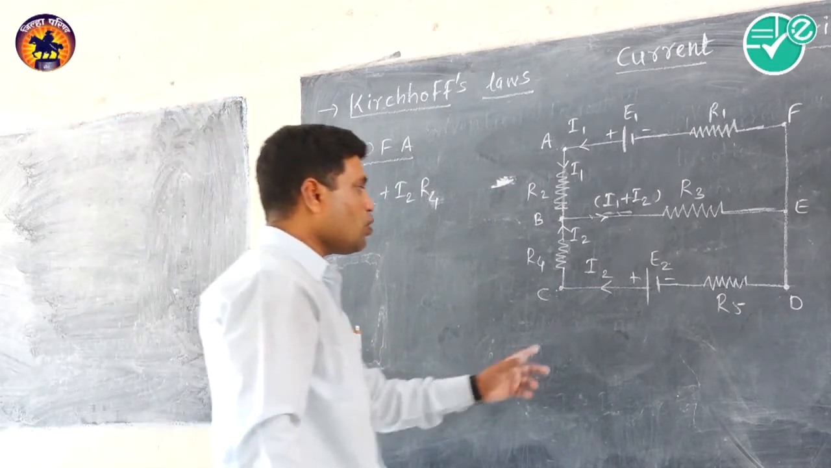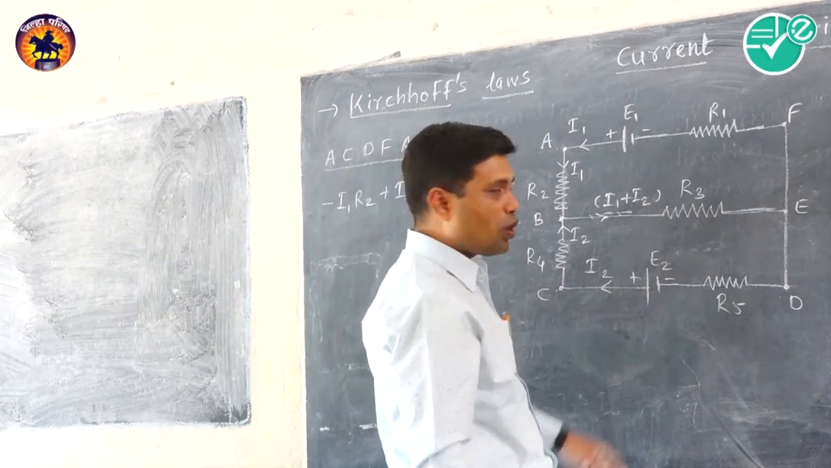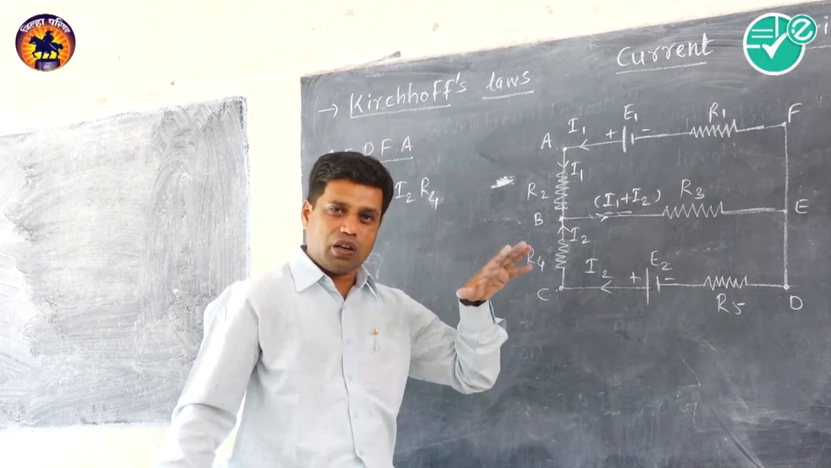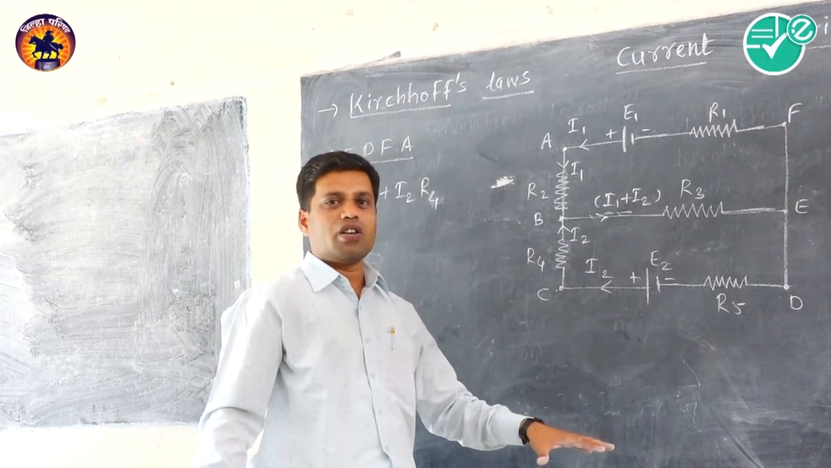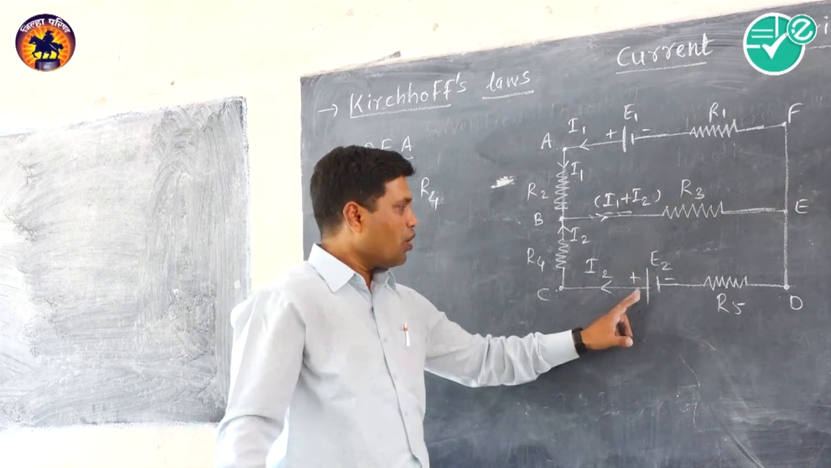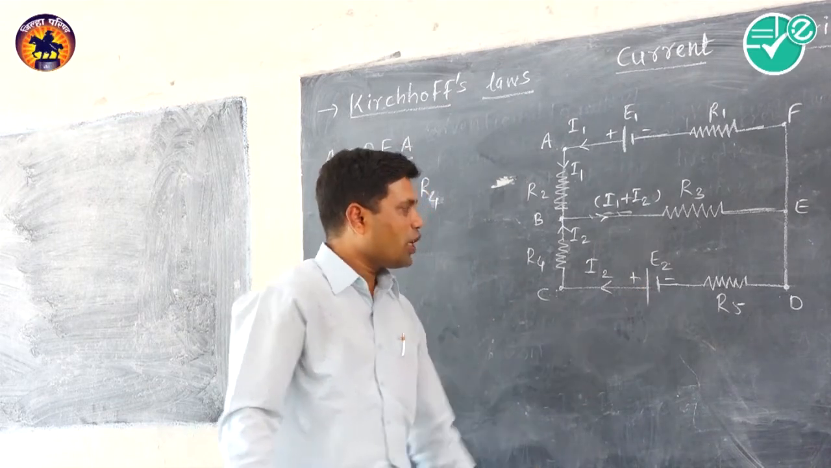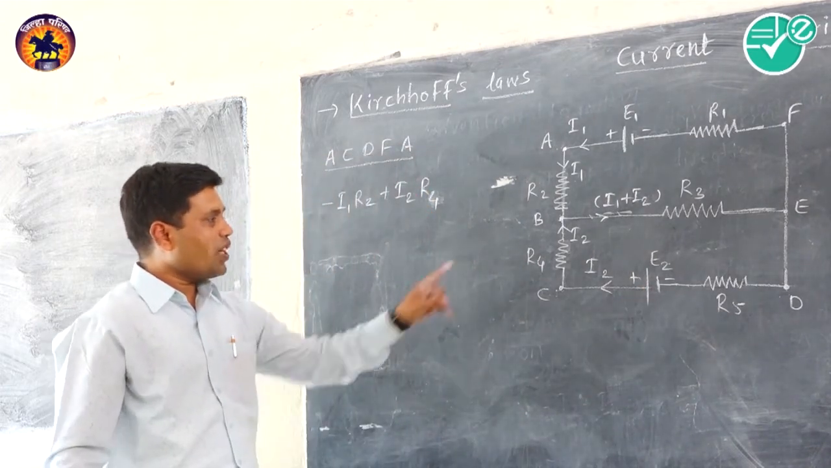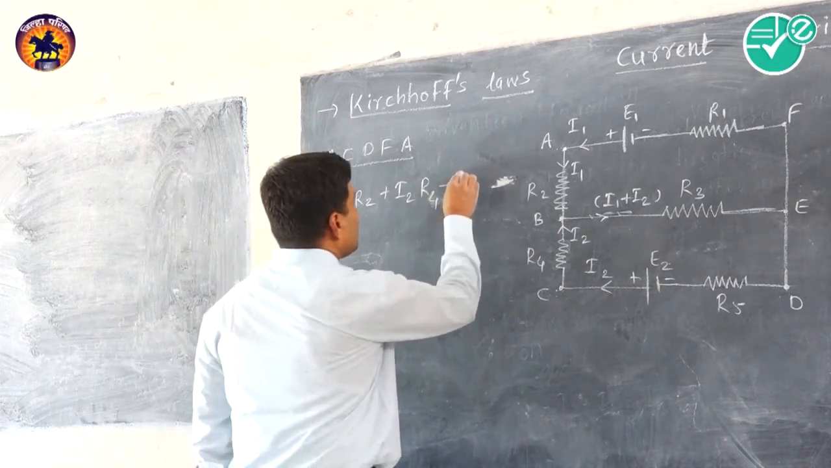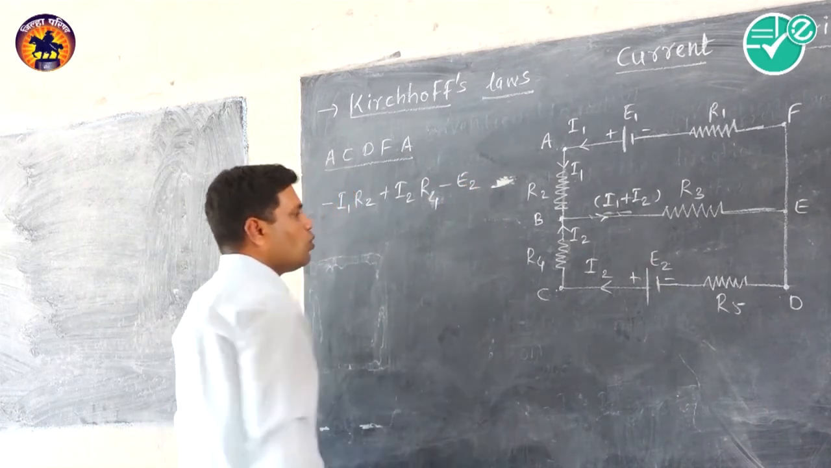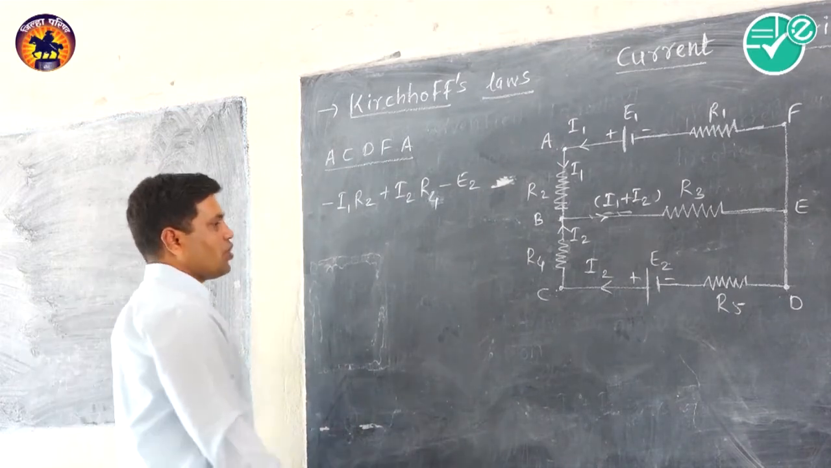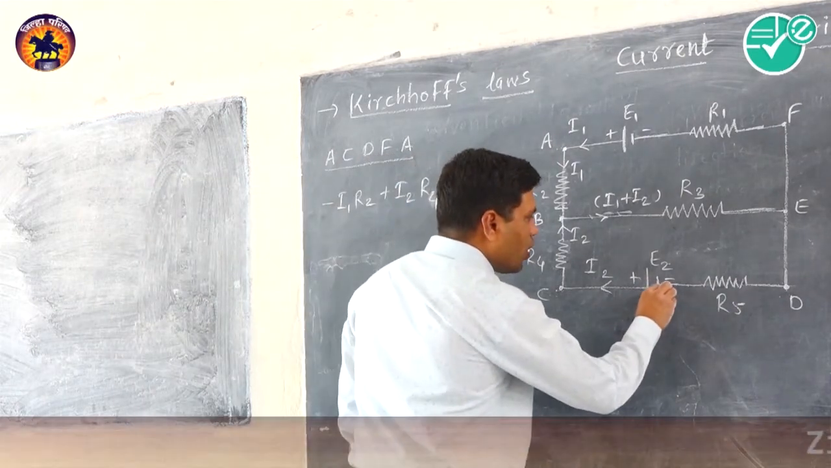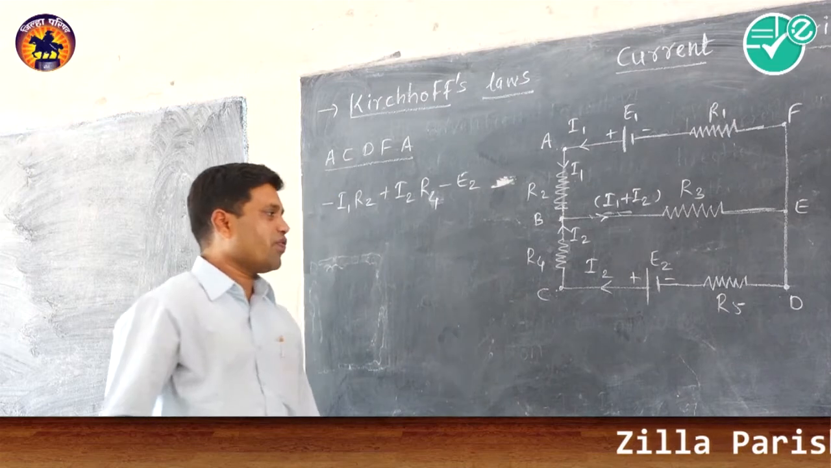Why negative? Because while going from positive to negative, the potential drops, the potential becomes less. So while moving from positive to negative, we have to take the EMF E2 as negative, according to rule number 2 of sign convention. Now we will move towards the next resistor R5.